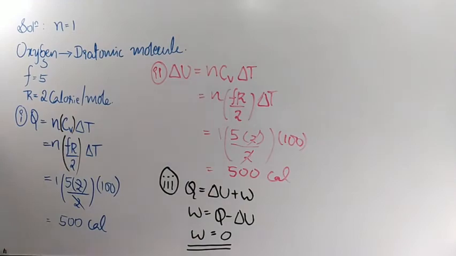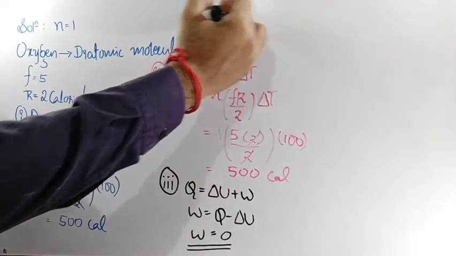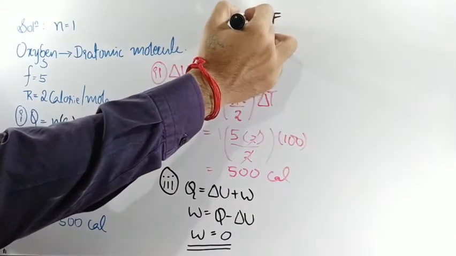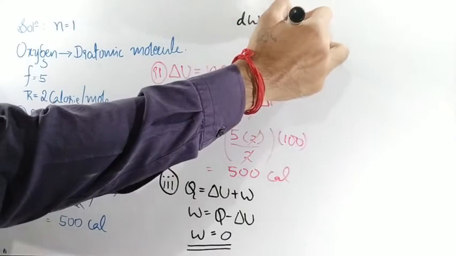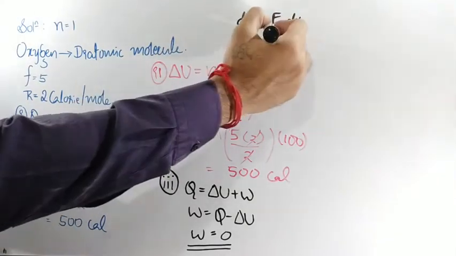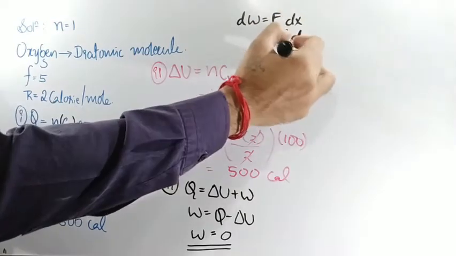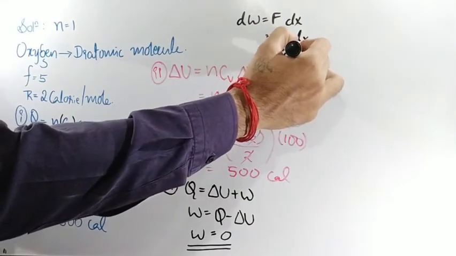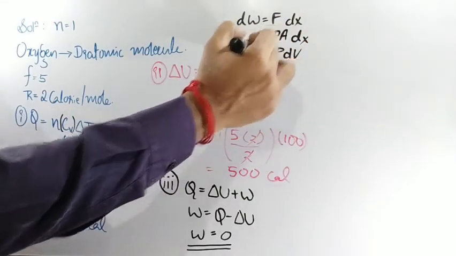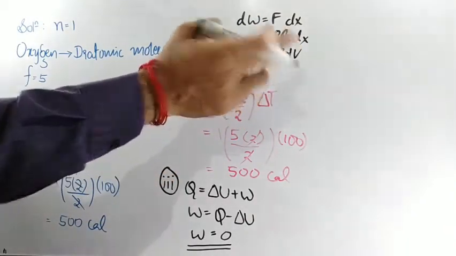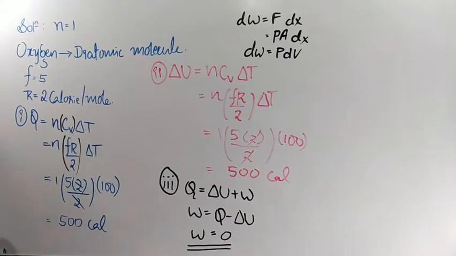Why will it be like that, do you know? Has anybody thought about this point? We know that work done is equal to force into displacement, or a small amount of work done is force into a small displacement. Force can be written as PA, into dx. A into dx is nothing but dV, so this is dW. At constant volume, dV is 0, so work done will be equal to 0. Clear? Shall we proceed to the next point?